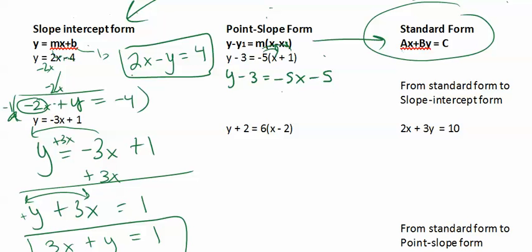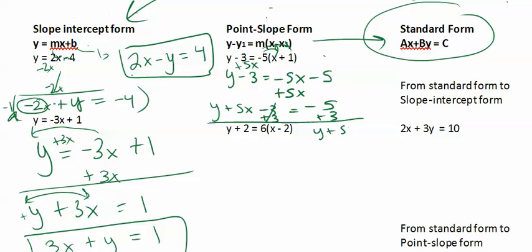I'm going to move 5x first. So plus 5x, plus 5x. So that will be y plus 5x minus 3 is equal to negative 5. And the next step is to add 3. So positive 3. And so that's going to give me, those 3's will cancel. y plus 5x is equal to, that'll be negative 2 now when I add that 3 to it.